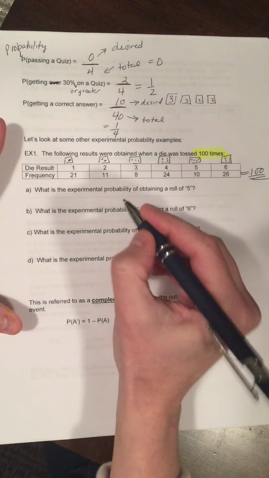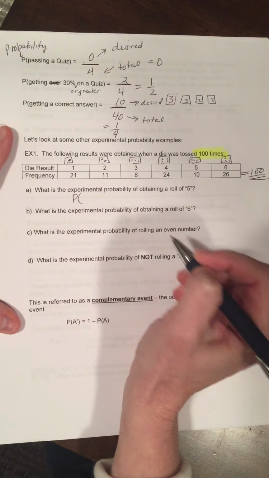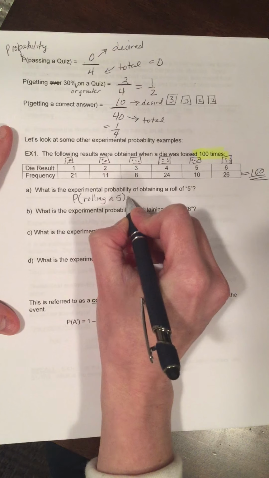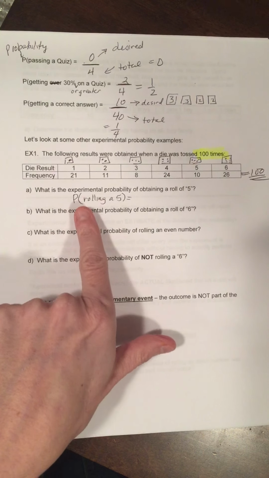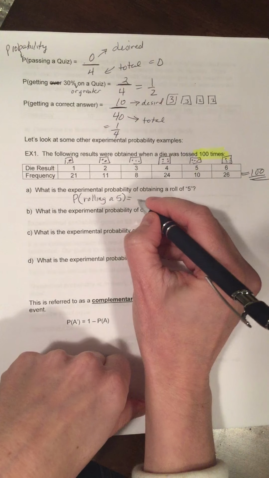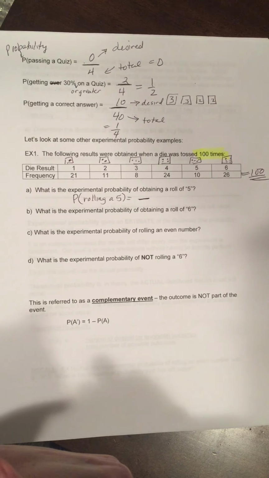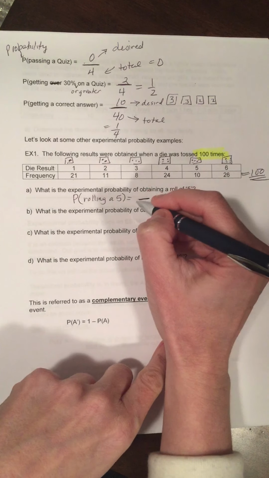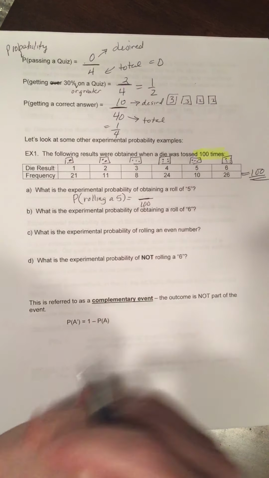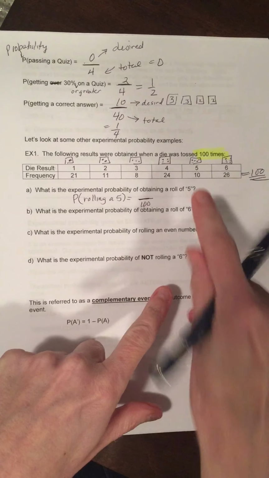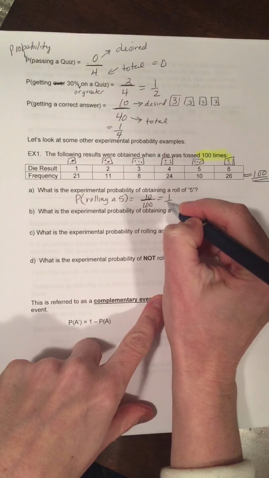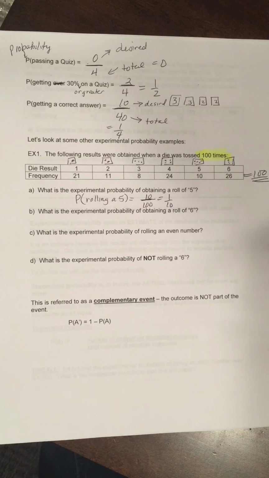What is the experimental probability of rolling a 5? So I'm writing down what I'm looking for, probability of rolling a 5, and I'm going to write down a blank fraction. I always attack the bottom number first. So the bottom number is the total number of rolls. Out of those total number of rolls, how many of them were a 5? 1 out of 10 probability, 10% probability.